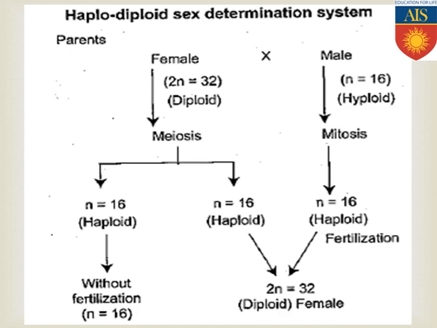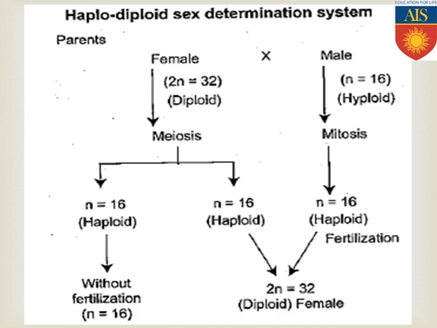So if you consider the female, that is the queen, she has a diploid number of chromosomes within her body, that is 2n equals 32. And the males, that means the drones, are only haploid; they have 16 chromosomes in each and every cell, n equals 16.